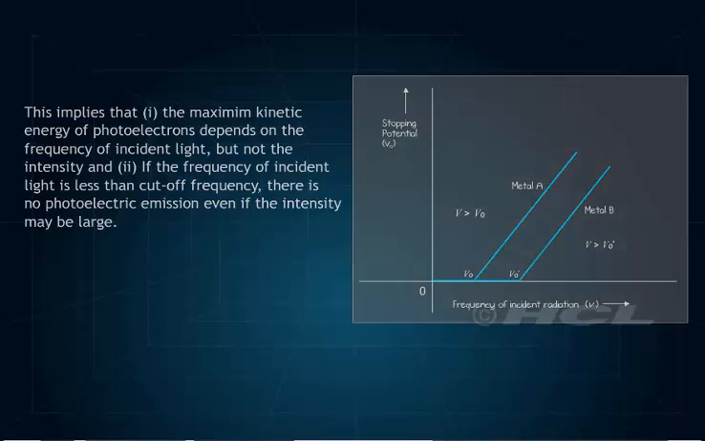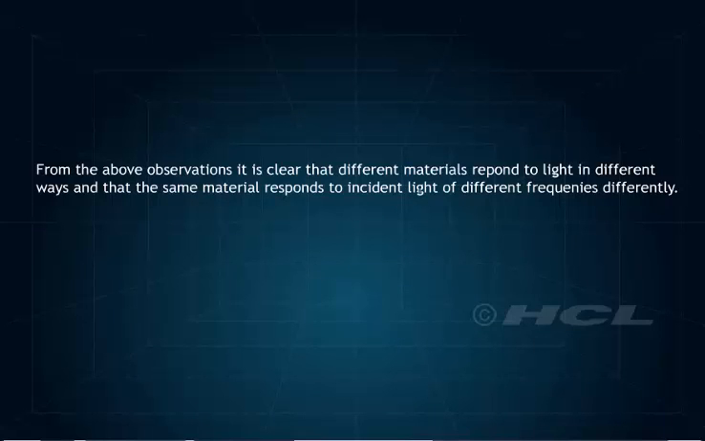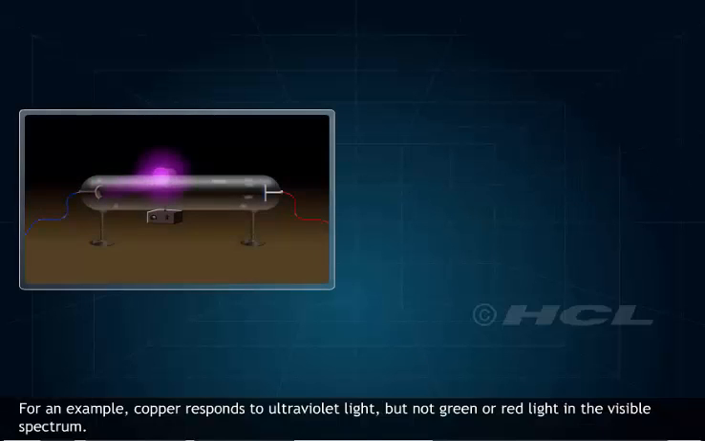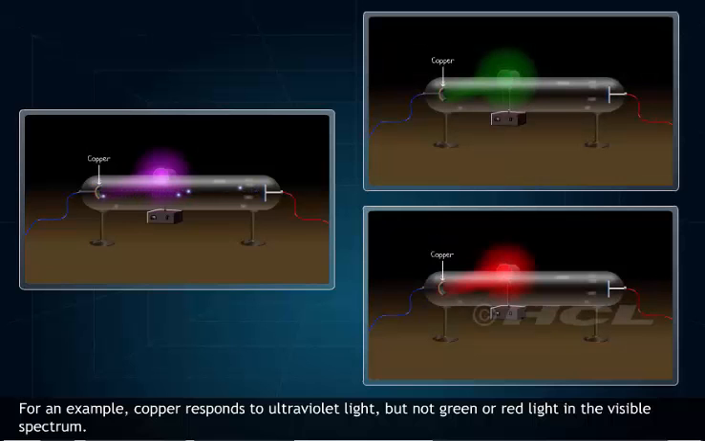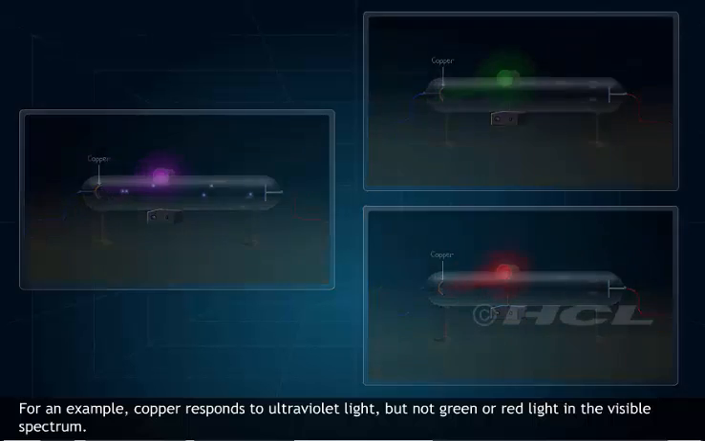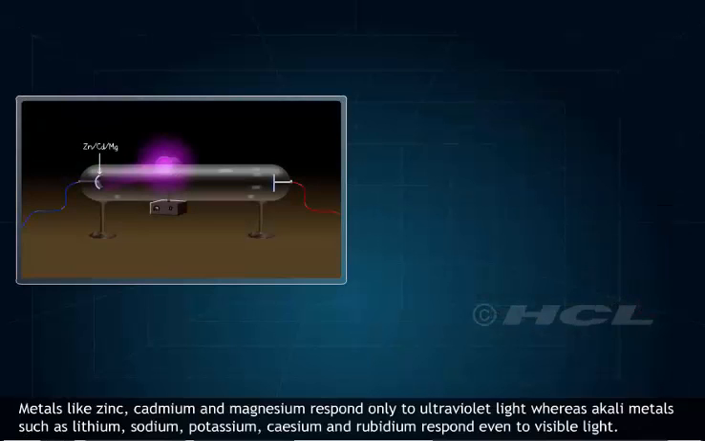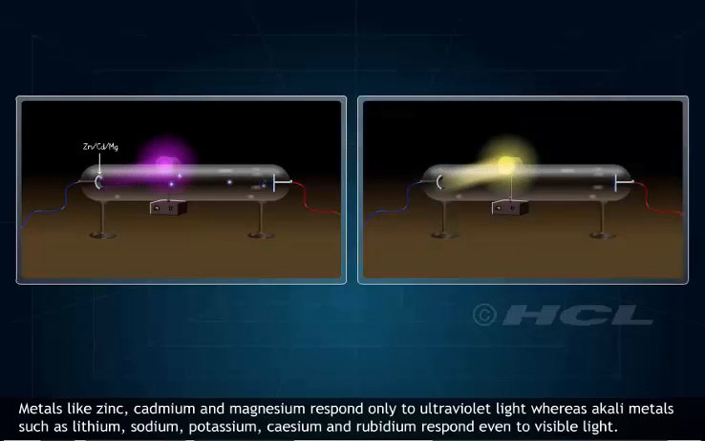From the above observations, it is clear that different materials respond to light in different ways, and that the same material responds to incident light of different frequencies differently. For example, copper responds to ultraviolet light, but not green or red light in the visible spectrum. Metals like zinc, cadmium, and magnesium respond only to ultraviolet light, whereas alkali metals such as lithium, sodium, potassium, cesium, and rubidium respond even to visible light.